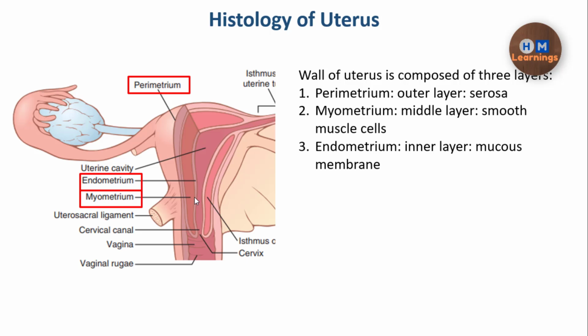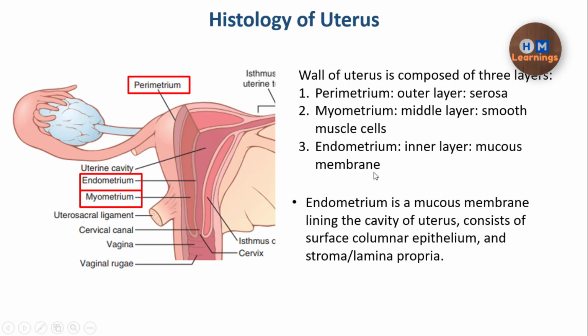Now we'll talk about what tissue the endometrium has. Endometrium, as I said, is a mucous membrane lining the cavity of uterus, consisting of surface columnar epithelium and stroma, or the connective tissue called lamina propria. Basically endometrium is a mucous membrane. A mucous membrane is something which is lining the lumen of the cavity, just like in the gastrointestinal tract, where the wall is made up of four layers. The innermost layer is a mucous membrane.